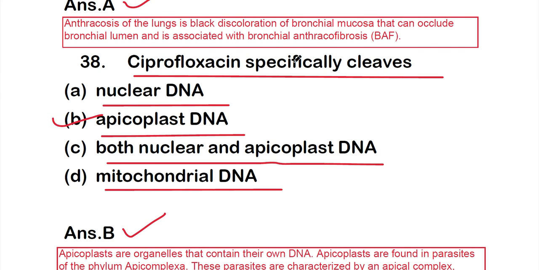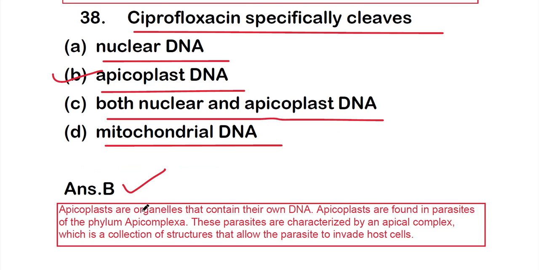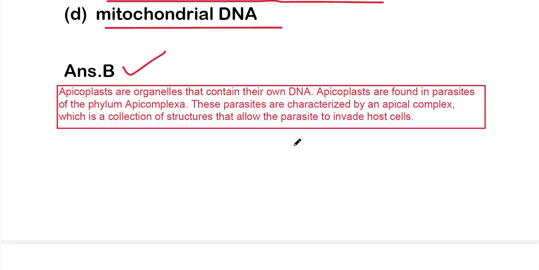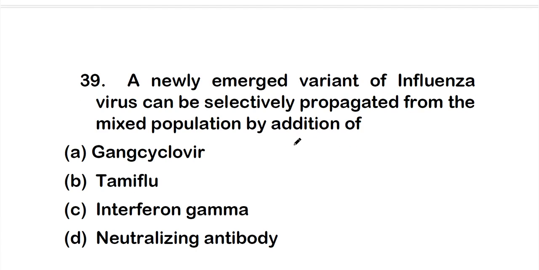So ciprofloxacin specifically cleaves apicoplast DNA. Okay, so these apicoplasts are organelles that contain their own DNA. Apicoplasts are found in parasites of the phylum Apicomplexa. These parasites are characterized by an apical complex, which is a collection of structures that allow the parasite to invade host cells. Okay, so let's move on to question number 39.